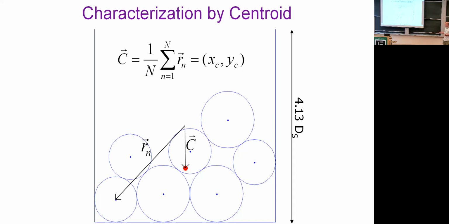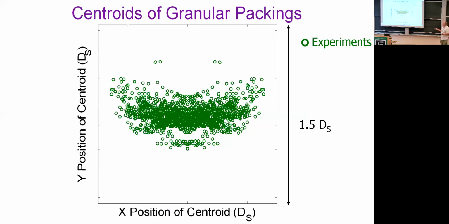So what we're going to do is look at a projection, and one of the projections we'll look at is just the centroid. We just take all the distances and average them, and we get a center position. This is all the centroids of all the states that the experiment found. So here's every single state that the experiment found.